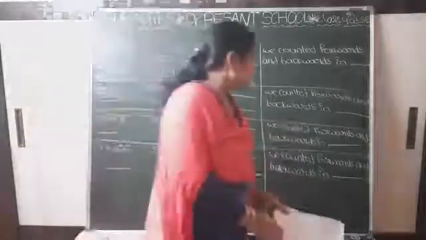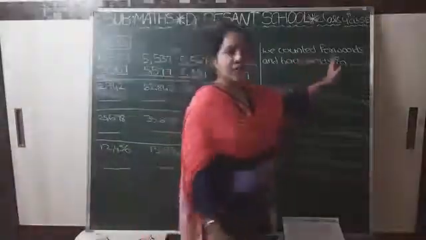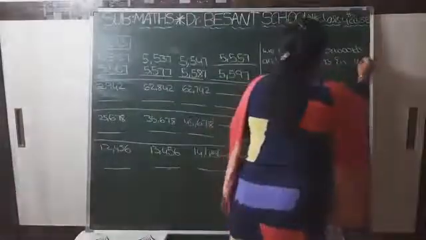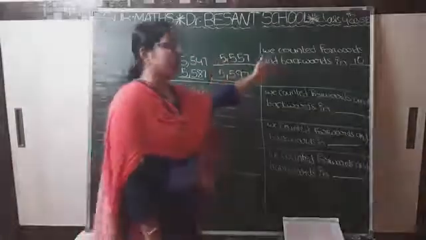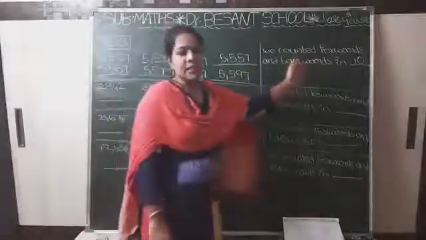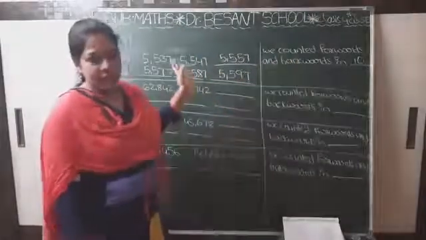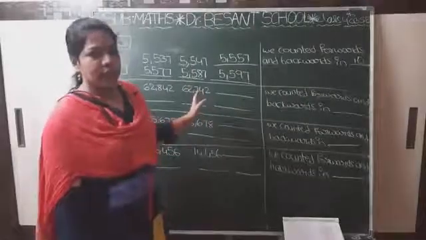Means we counted forwards and backwards in tens. You should write 10. We counted in 10 only. That's why we counted forwards and backwards in 10. This is the top concept here. Okay. Now coming to the next one.